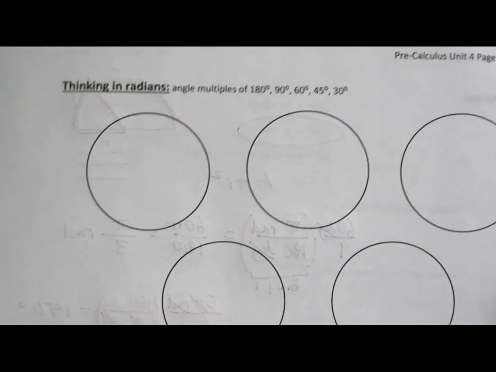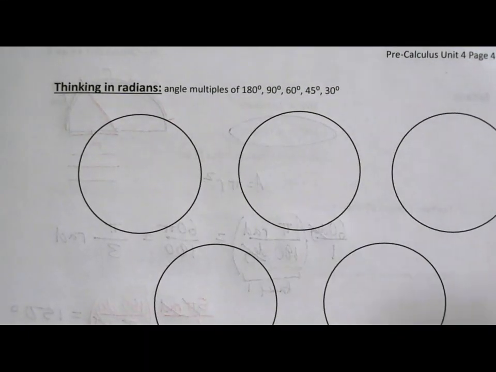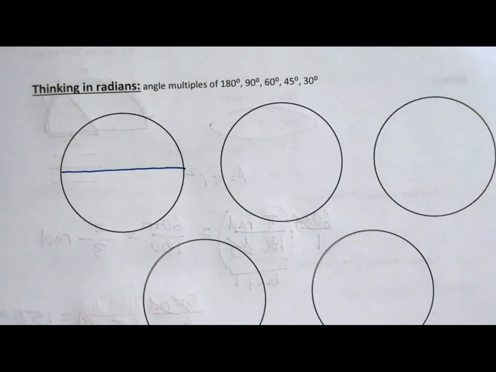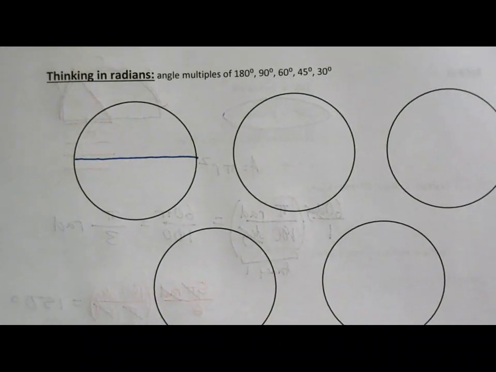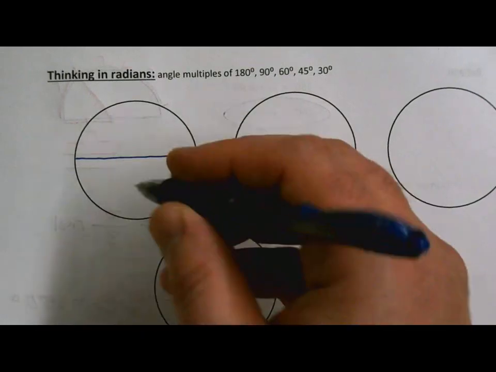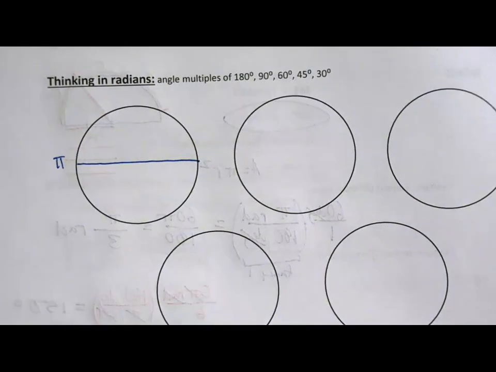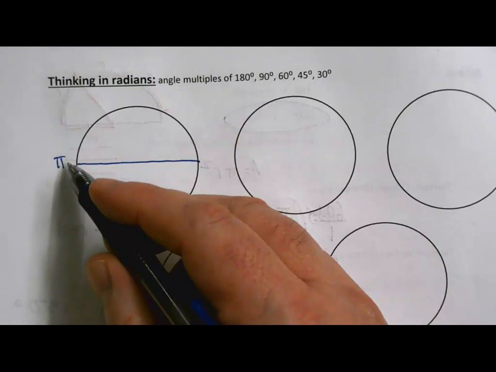So let's just go through this. What we know is that if we cut a circle in half, this is going to be pi. Half a circle is pi. We're used to thinking of this as 180 degrees. We're going to be thinking of this as 180 degrees and also pi.